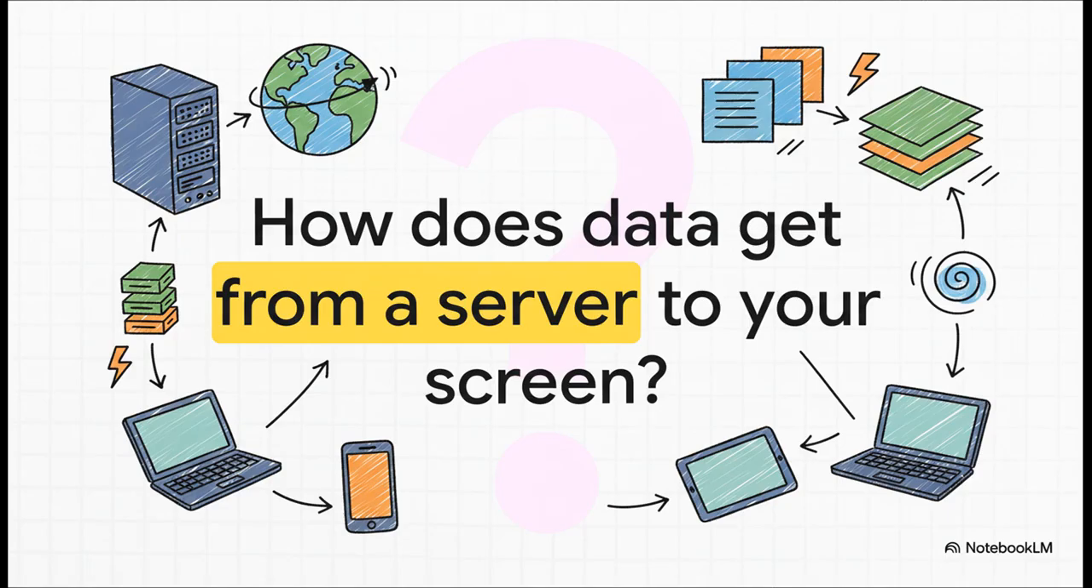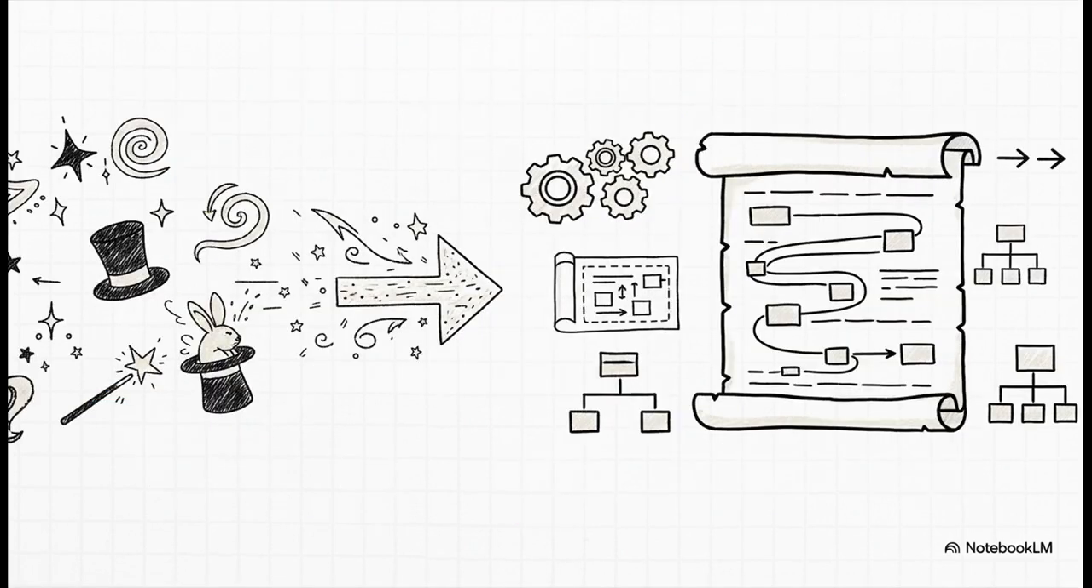I mean, really think about it for a second. You click on a link, you tap a screen, and boom, information just appears, almost instantly. How in the world does that actually happen? What's the secret sauce that gets a massive video file from some data center in, say, California, all the way to the phone in your hand? It really does feel like magic sometimes, doesn't it?